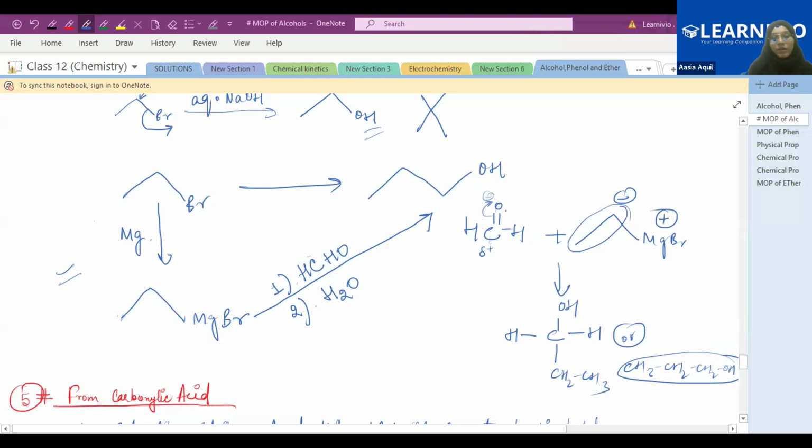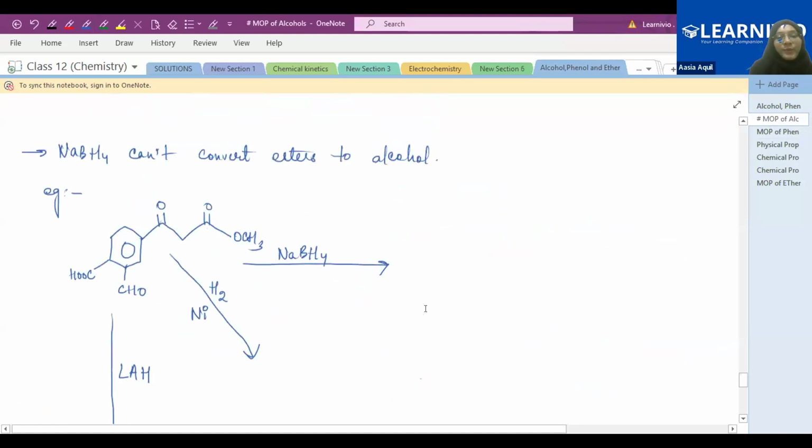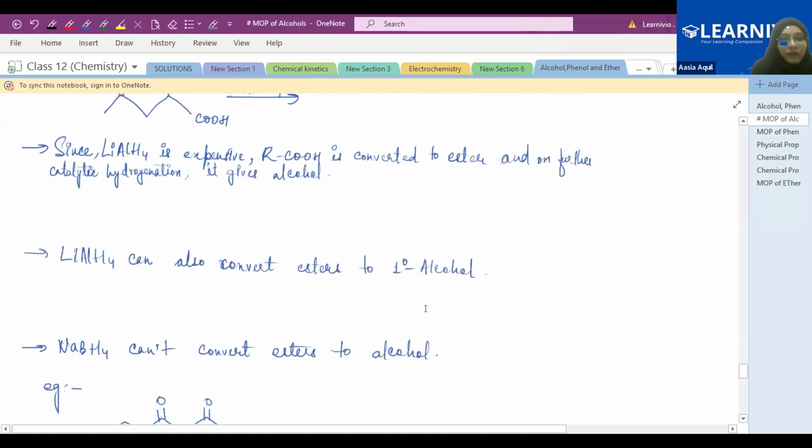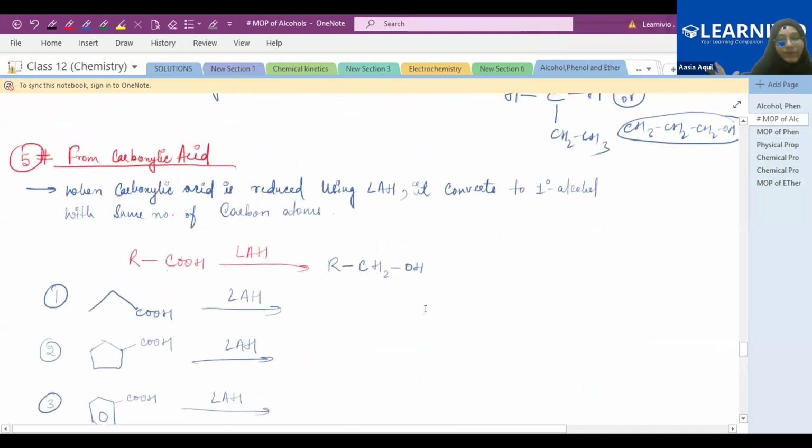Okay. So the next preparative method is from the carboxylic acid. But I think the time is up, so I stop it over here. So two methods of preparation have been left. The first one is from carboxylic acid, how we can prepare the alcohol, and the second is from the amines.